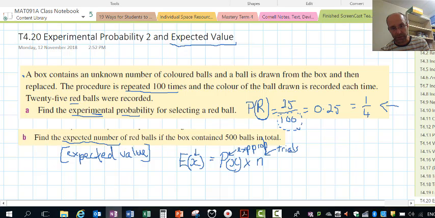In this particular case, we've got a quarter times 500, which is 500 divided by 4, which is 125. So we would expect 125 red balls. If you don't like fractions, you could have used 0.25 times 500.